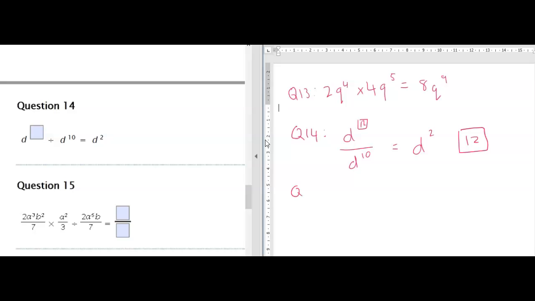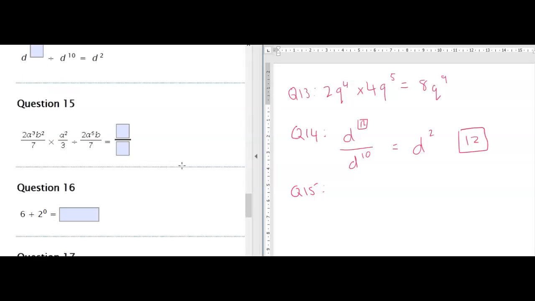All right, question 15. So a bit of a long one, but let's just write it out. So 2aqb squared divided by 7 times a squared divided by 3. Now, we'll do the division in a second. We don't need to write that just yet, but this is going to be, I think, a little bit of working out. All right, so we'll do this multiplication first.